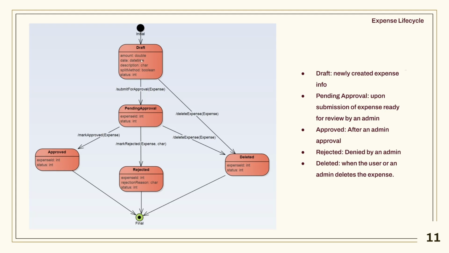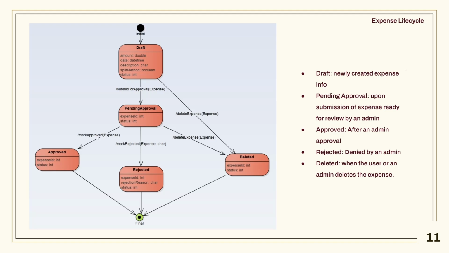At the initial phase, when they submit it, it will have the ID. The database will give it an ID, and the status would be set to pending because of the pending approval stage. During the draft or after submitting, the user can go ahead and delete that expense if they want to, or if they wait, then an admin will review it.